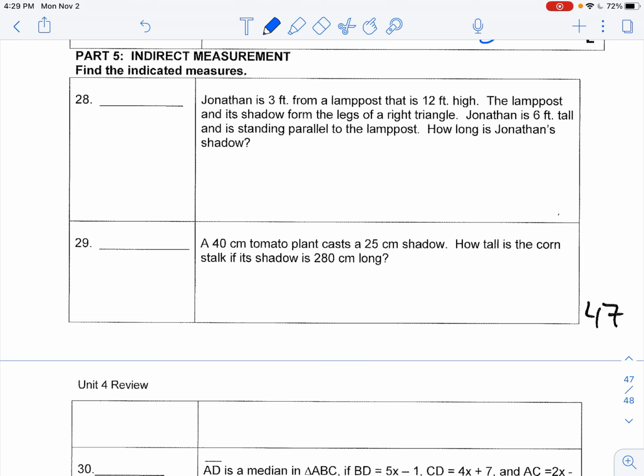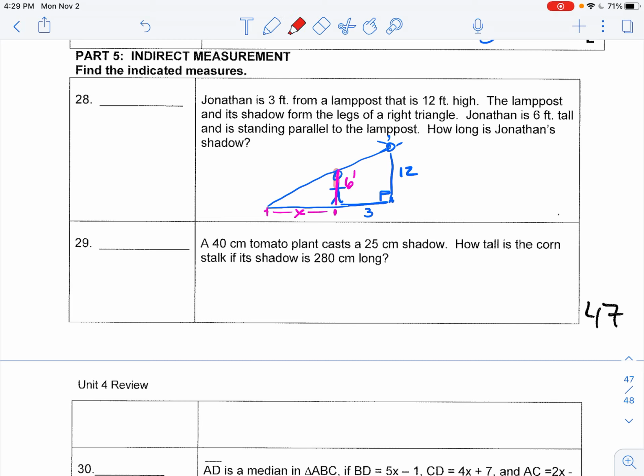Number 28, Jonathan is 3 feet from a lamppost. So we got Jonathan, and here's our lamppost. There's the light coming off of it. We know that this distance here is 3 feet. And the lamppost is 12 feet high. The lamppost and its shadow form the legs of a right triangle. So I know this is a right triangle. Jonathan is 6 feet tall, so I know his height is 6 feet. And he's standing parallel to the lamppost. How long is his shadow? So I want to figure out what this distance is from here to here.